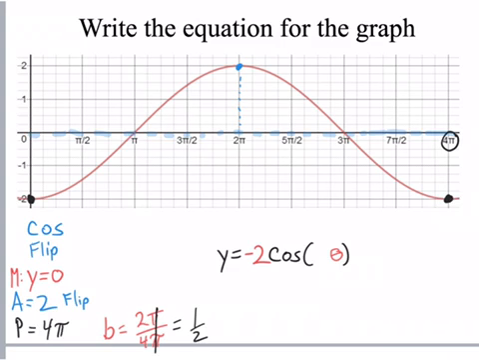And what goes here? Is it the 4 pi or the 1/2? If you remember, it's the b value, not the period. So we're going to put the 1/2 here. Now, there's multiple ways to write that. You could put 1/2 theta or theta over 2, either one. And then lastly, the midline, but the midline's 0, so you don't have to put something at the end. So that would be the equation of that sinusoidal graph.